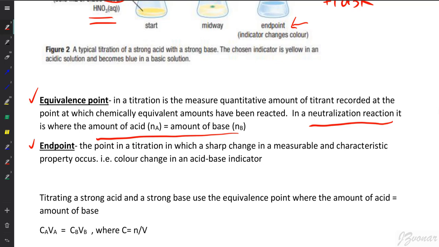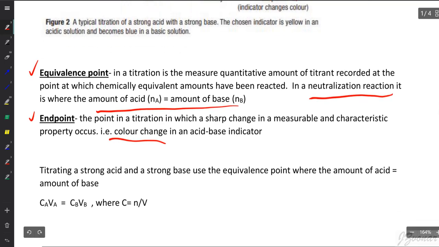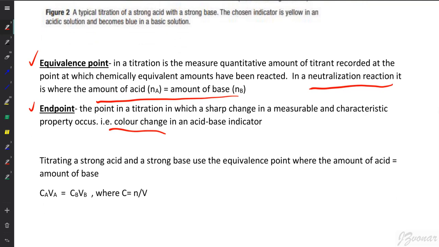The end point is where we see a very sharp change in a measurable characteristic property, such as a color change using an acid-base indicator. So ideally, you want to find an acid-base indicator which is as close as possible to that equivalence point. When we titrate a strong acid with a strong base, this will tell us that the number of moles of acid is equal to the moles of base. We can therefore have this formula that we can use, where CAVA is equal to CBVB.